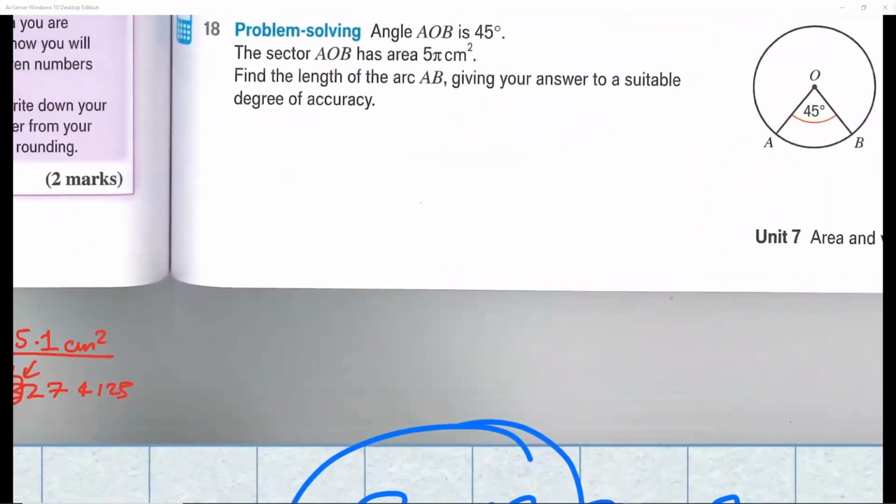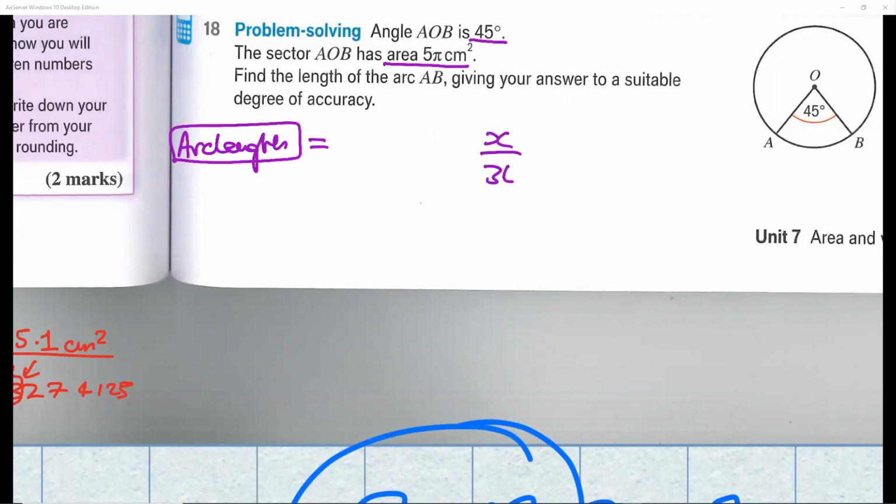So he's asking to find the arc length. What are they giving you? They gave me the angle, which is 45, and the area. So how do you work out the arc length? I've done my C and L together: x over 360 times 2 pi r. I always write that second for a reason. Normally the circumference is 2 pi r, but we're doing this adjustment here, x over 360.